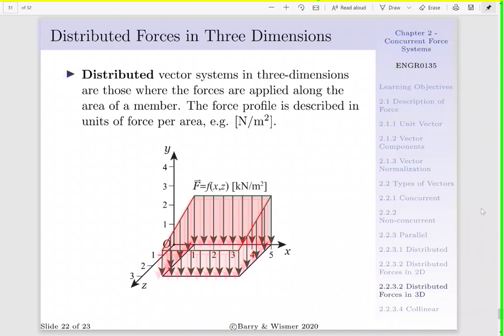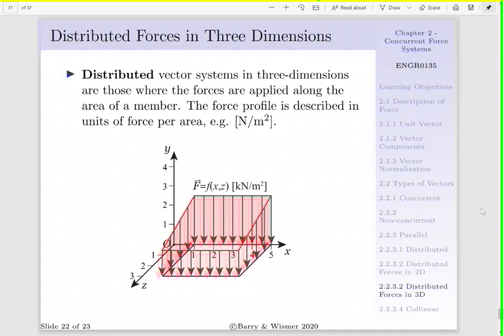Lastly, we can have distributed forces existing in 3 dimensions, and those are where our forces are applied over the area of our member. Now, our forces are going to be expressed in units of Newton per meter squared, such that when we multiply it by the area it acts over, we're going to have a resultant in newtons.